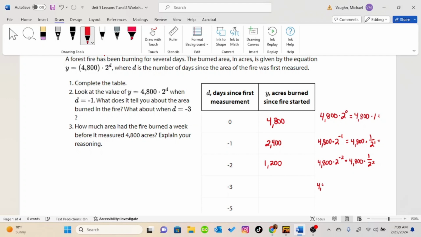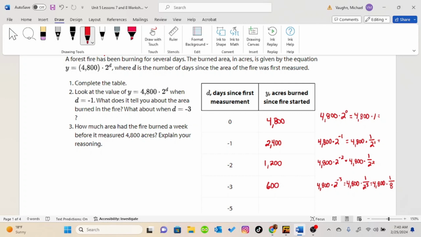Next, 4,800 times 2 to the negative 3 means 4,800 times 1 over 2 cubed, which means 4,800 times 1 over 8, which would then be 600.